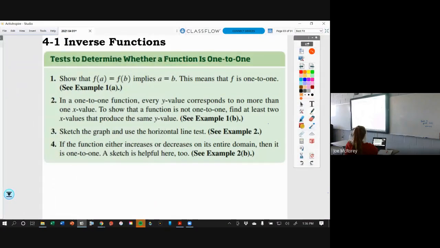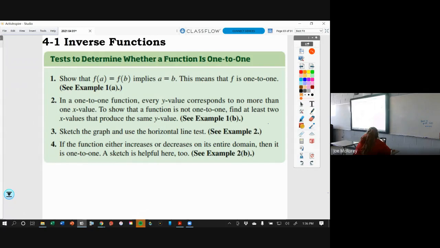Okay, so some tests to determine whether a function is 1-to-1. A lot of this is directly out of the textbook, and sometimes it gets wordy and confusing, but as we work examples, I'll try to bring some of that together. Show that f of a equals f of b, that implies that a equals b. Does that make sense to you? If f of a and f of b are the same, wouldn't a and b be the same? Yes, it's an implication that a and b are the same.